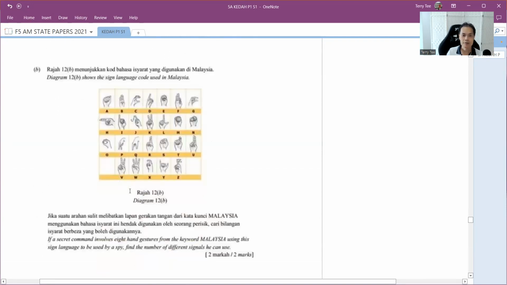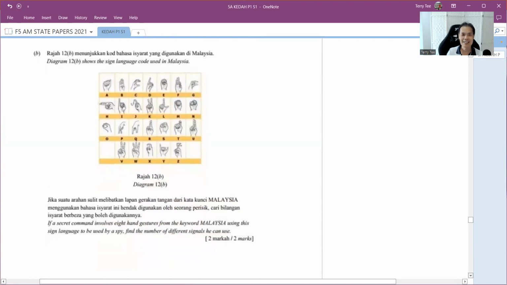Moving on to B. Now I personally think this question, they just add in the sign language code to confuse the student. Actually, it's quite straightforward. The diagram shows the sign language code used in Malaysia. A secret command involves 8 hand gestures from the keyword Malaysia using the sign language, to be used by a spy. Find the number of different signals he can use.